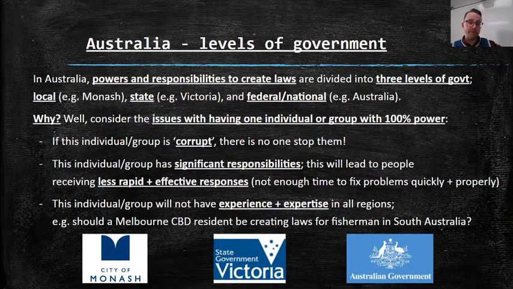So we have different levels of government to separate power. There's a very famous quote called, absolute power corrupts absolutely. So if you have too much power, you're going to misuse it. So that's why we have different levels of government.